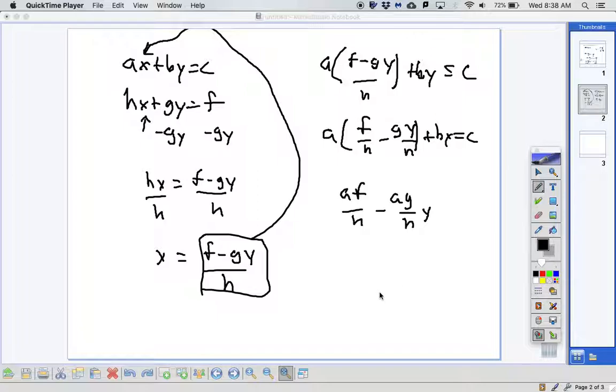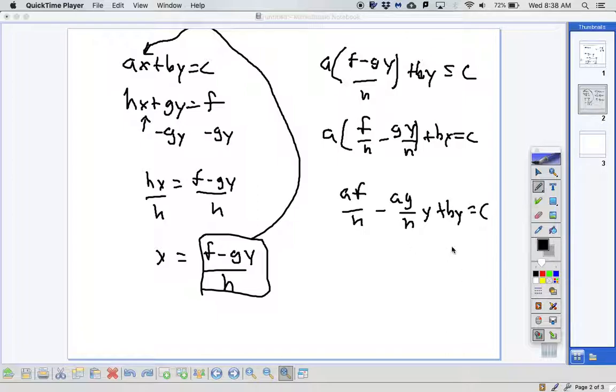Because if I multiplied this out, I'd have ag over h times y over 1. And when you multiply that out, you get agy over h, which is what you were probably going to tell me this is supposed to be. So these are actually the same. But it'll be helpful in a minute to have it just as y. So I'm going to leave it like that. And then I still got this plus by equal to c.